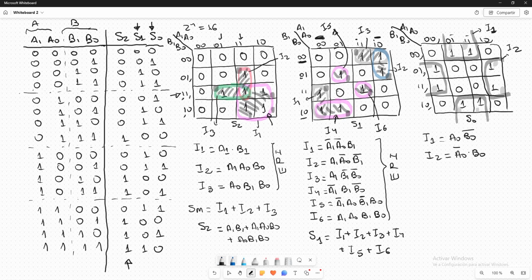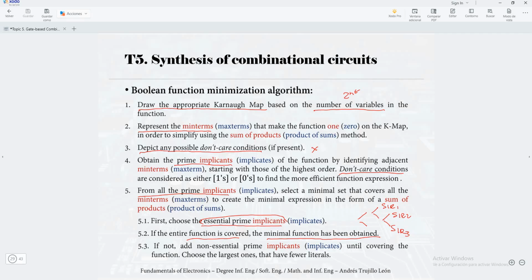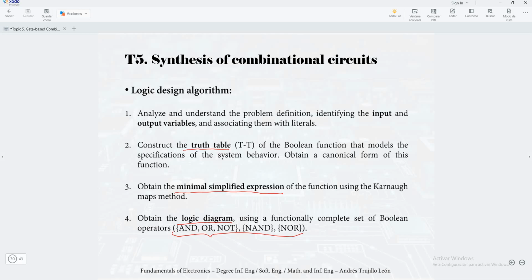So, since all of them are essential prime implicants, we have to include them in the minimal sum. And we know that with them we are covering all the ones of the function. So the function is covered. With implicant 1 we are covering these ones, and with implicant 2 we are covering these ones. So we have finished the minimization of the function. The last step is to obtain the logic diagram of the function.